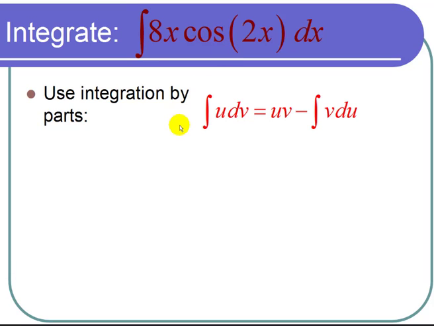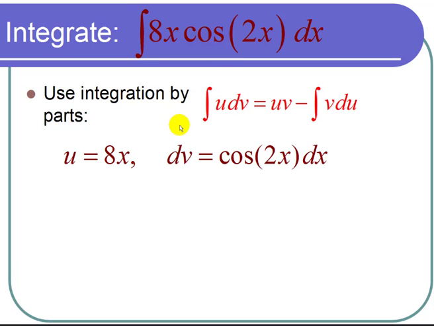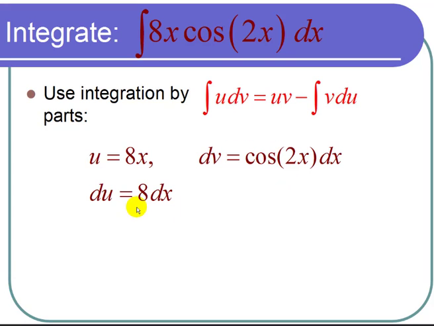First we identify u and dv. U will be the polynomial because polynomials get simpler when we take a derivative. And we'll let dv be the trig function because trig functions don't get more difficult when we integrate. So let's take a derivative of u, and we get du is equal to 8 times dx.